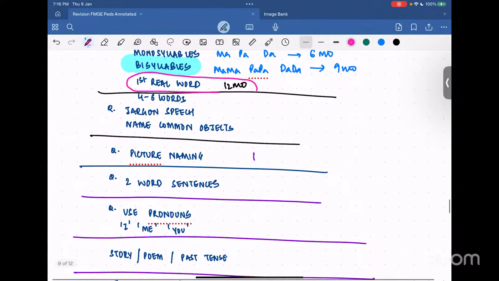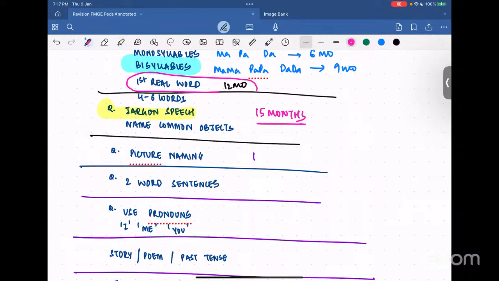After that, the vocabulary of the child will increase, and by 15 months, the child is going to have a vocabulary of 4 to 6 words. The child will be able to name common objects and will have jargon speech. This jargon speech is asked in an exam, when this jargon speech comes. It's around 15 months of age.